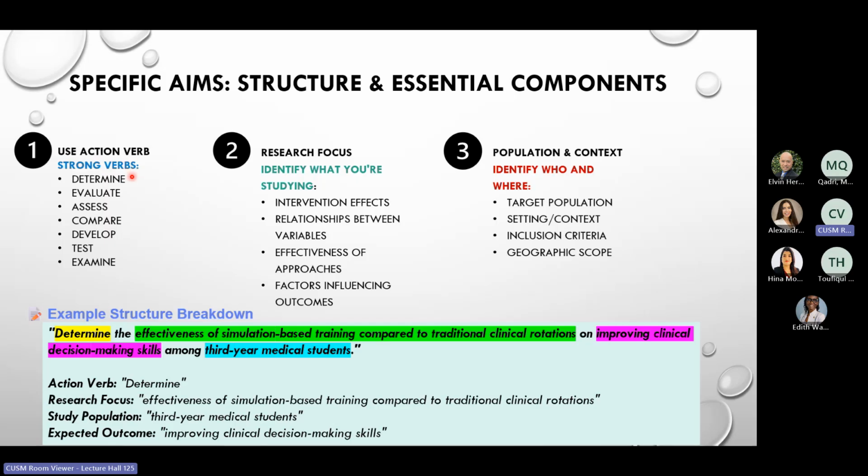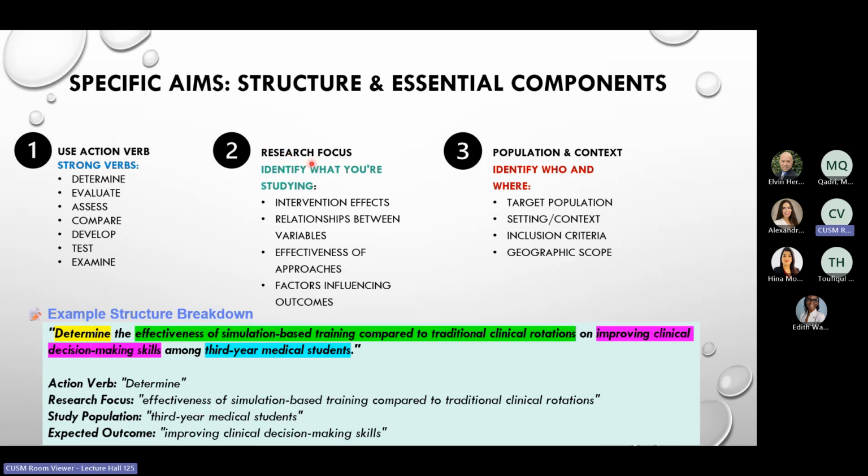These are actionable words. Determine, evaluate, assess, compare, develop, test, examine. These are all action words and strong verbiage in order for you as a researcher to collect information or to evaluate information or to evaluate data. You'll notice that these words are not passive. They're actually directing the type of action that you should be targeting. For example, the more popular words here are evaluate, assess, develop. You'll even hear words such as identify, contrast, etc.